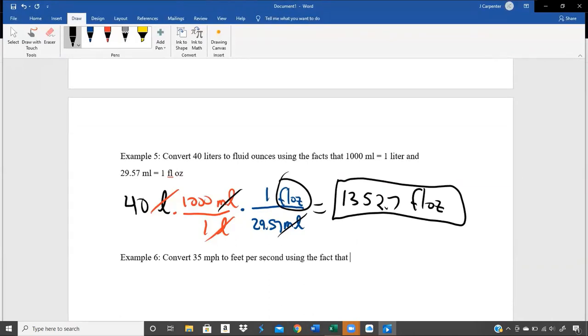The fact that 1 foot is equivalent to 12 inches. We're going to convert 35 miles per hour to feet per second. A lot of physicists and engineers like the measurement of feet per second because it's a much smaller distance and time scale. And just sometimes we want to be talking about that.